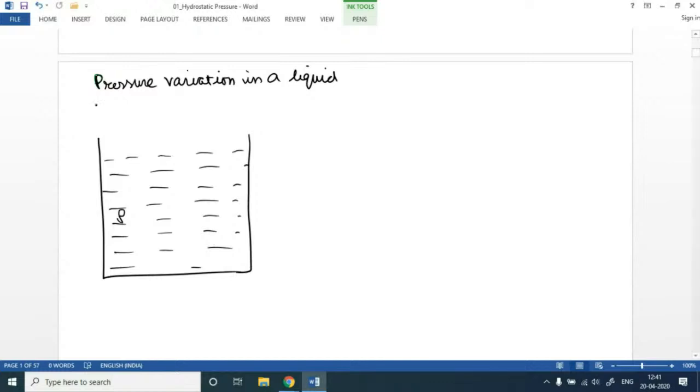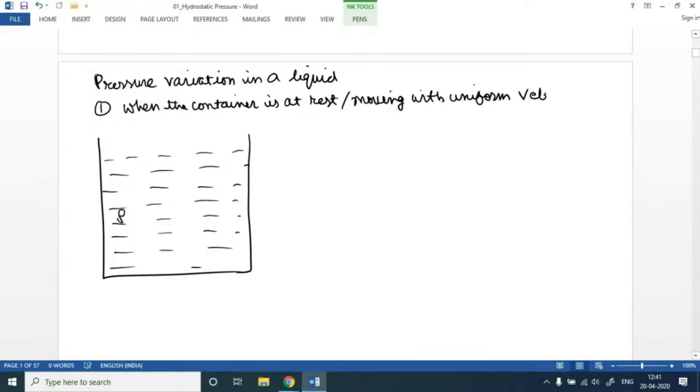The first specific case belongs to when the container is at rest, or moving with a uniform velocity. In other words, the container itself is non-accelerated. So there must be liquid inside it, and there are two things we need to understand.